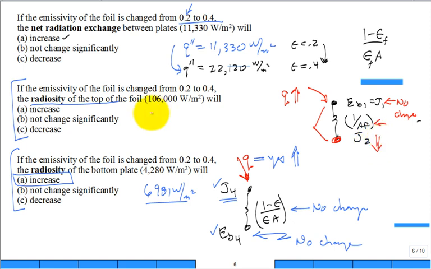And I showed you the numeric value. J2 is 95,450 or 460 watts per meter squared. All right.